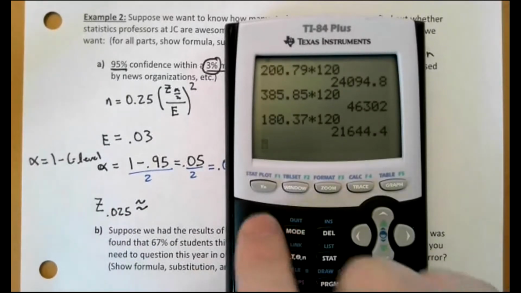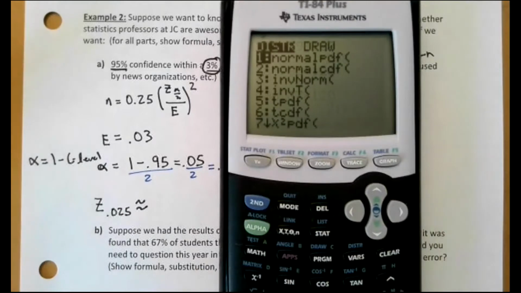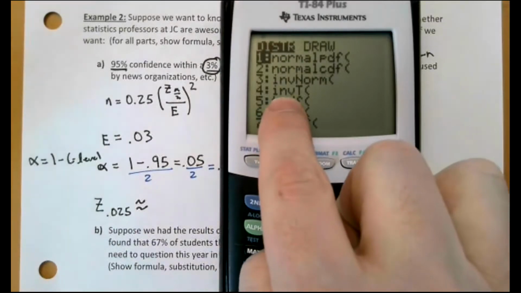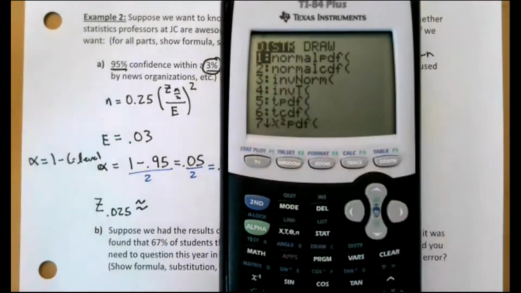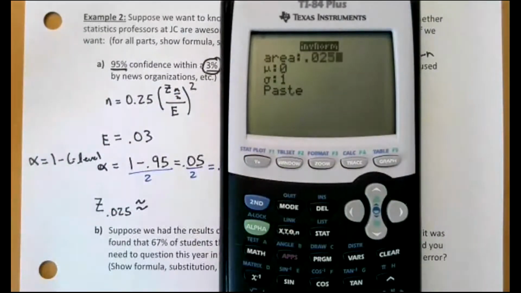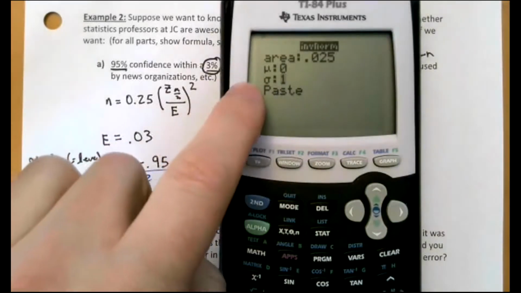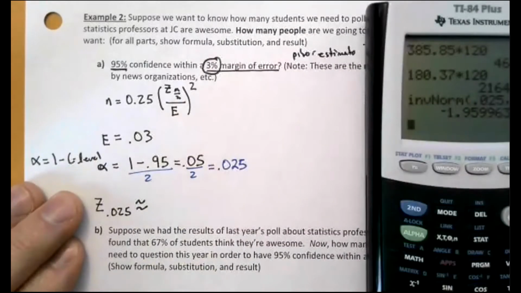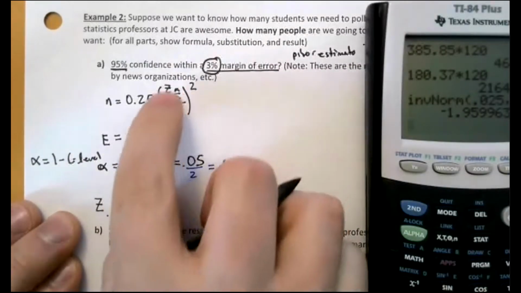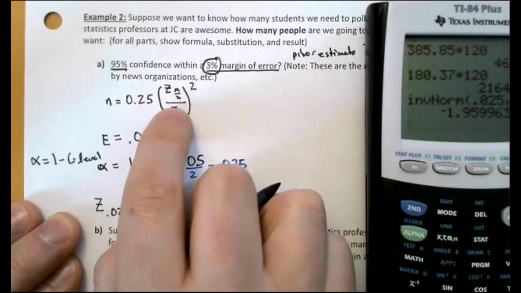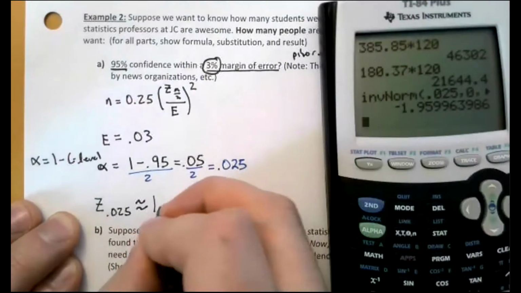So I'm going to hit second variables to get the distribution. Remember Monday we did inverse T when we were working with mu's. We're now doing inverse norm because we're finding a Z critical value. Remember mu is 0, standard deviation is 1. There it is, 1.96. Now it says negative. Notice we're going to square whatever's in here, so we really want the positive one, but it doesn't actually matter.